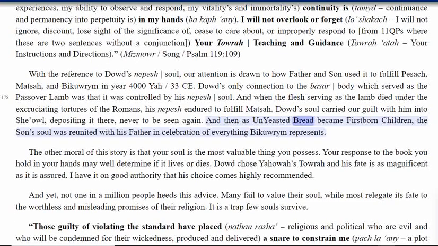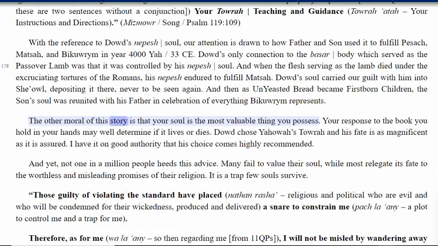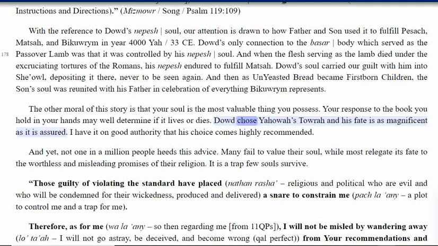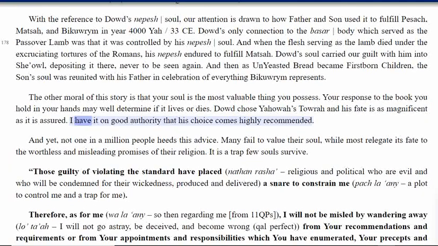And then as unyeasted bread became firstborn children, the son's soul was reunited with his father in celebration of everything Bikurim represents. The other moral of this story is that your soul is the most valuable thing you possess. Your response to the book you hold in your hands may well determine if it lives or dies. Dowd chose Yahowah's Torah and his fate is as magnificent as it is assured. I have it on good authority that his choice comes highly recommended.